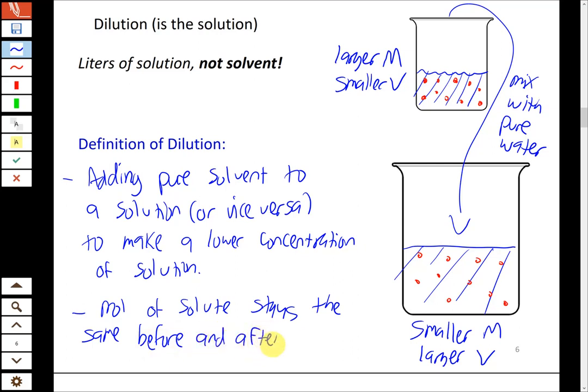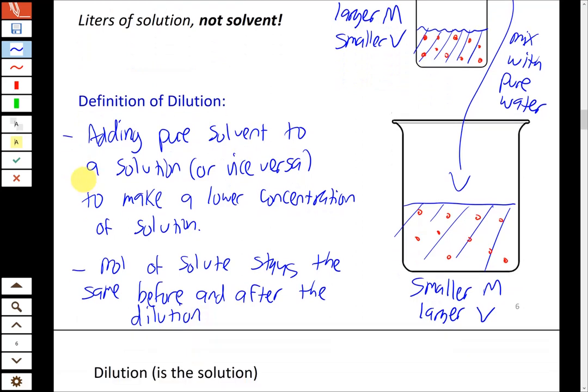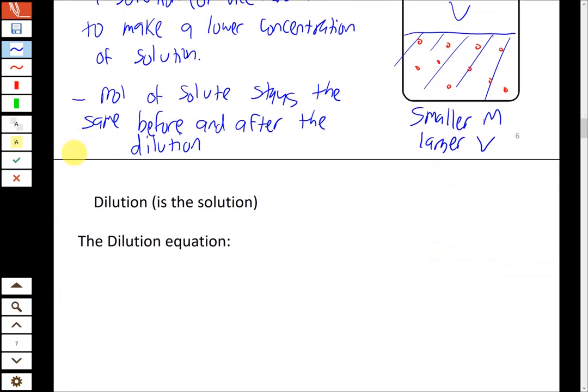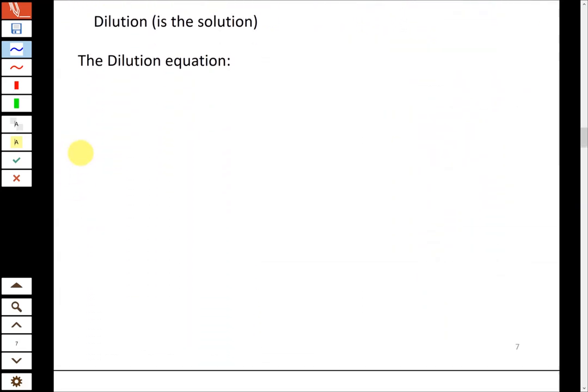So however many moles of solute you have initially, you're going to have the same number of moles of solute after the dilution. Okay, so that's the concept of dilution. That's what it means. The part that we're going to deal with most often in this course is the mathematical relationships that are involved with dilution. Really one key one that's very simple here. So let's talk about the equation that's related to dilution.